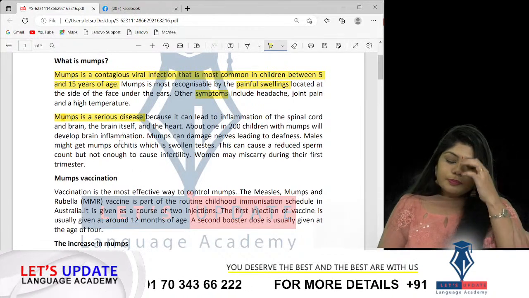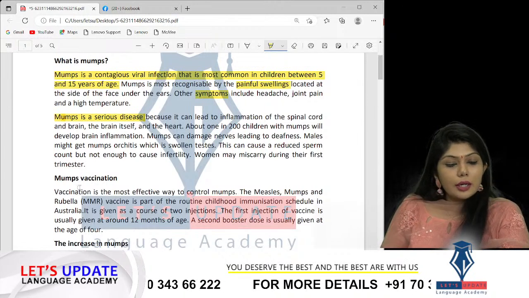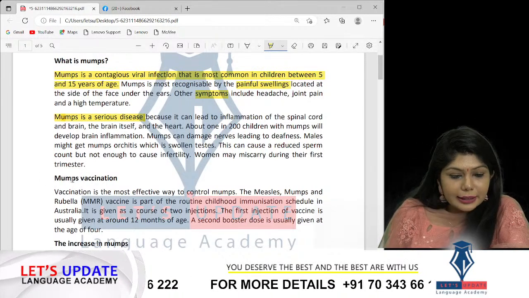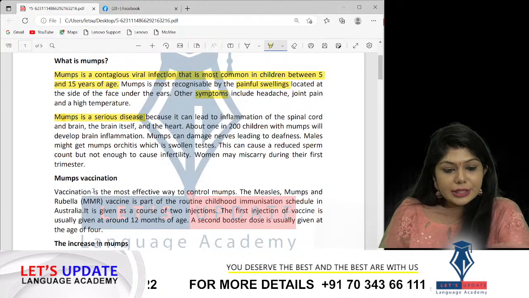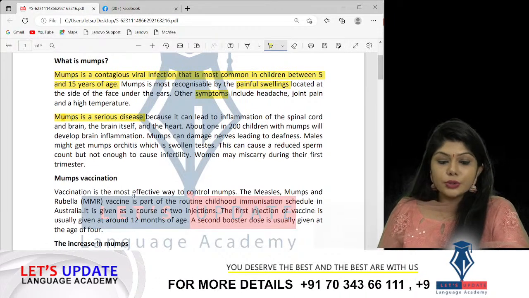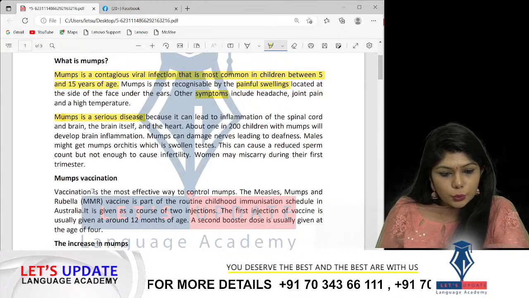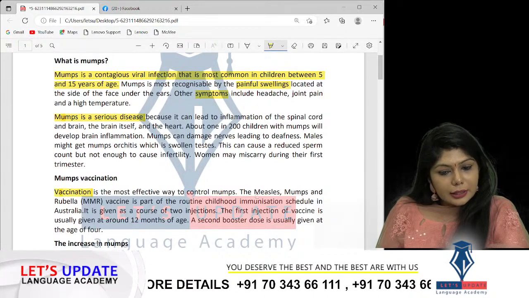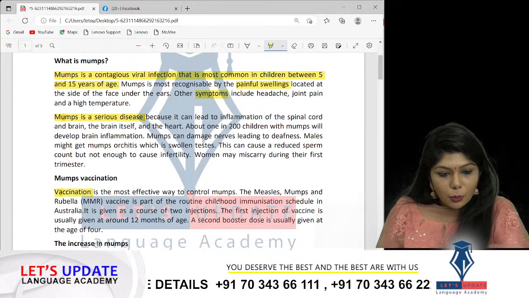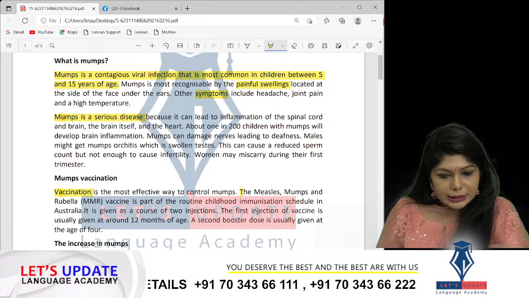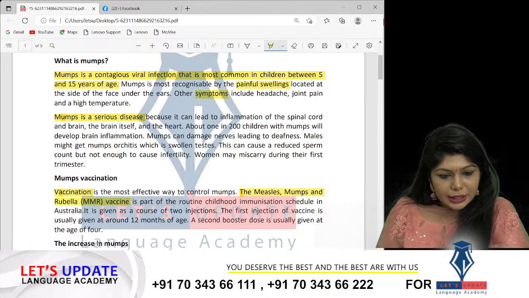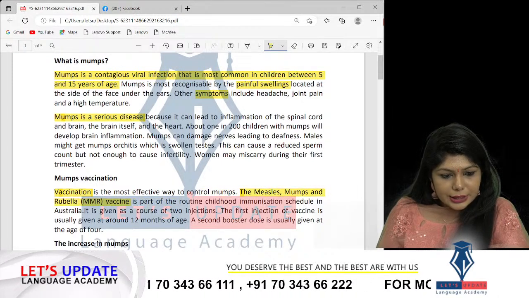Now moving on, we have another subheading here, mumps vaccination. Vaccination is the most effective way to control mumps. I'll just highlight this information. The measles, mumps, and rubella vaccine, highlight that information also, is part of the routine childhood immunization schedule in Australia.